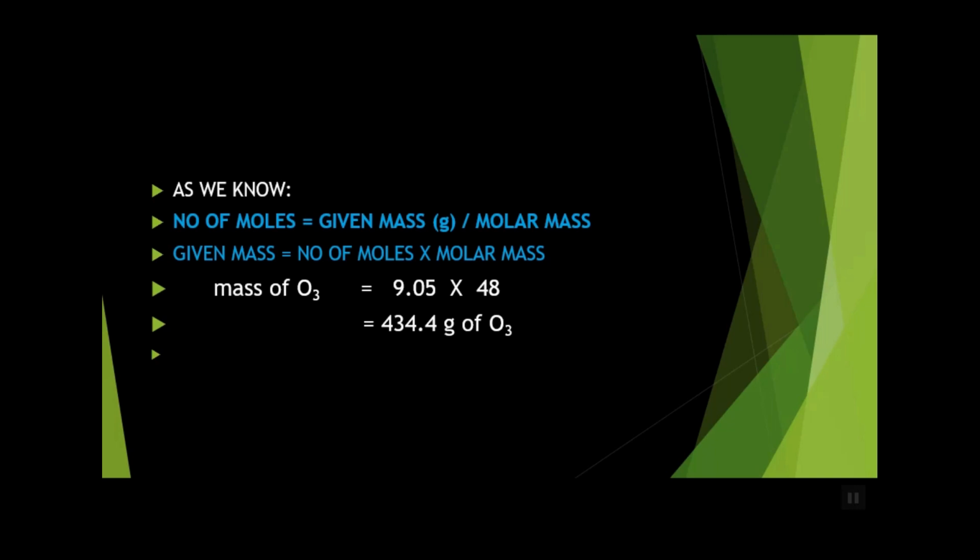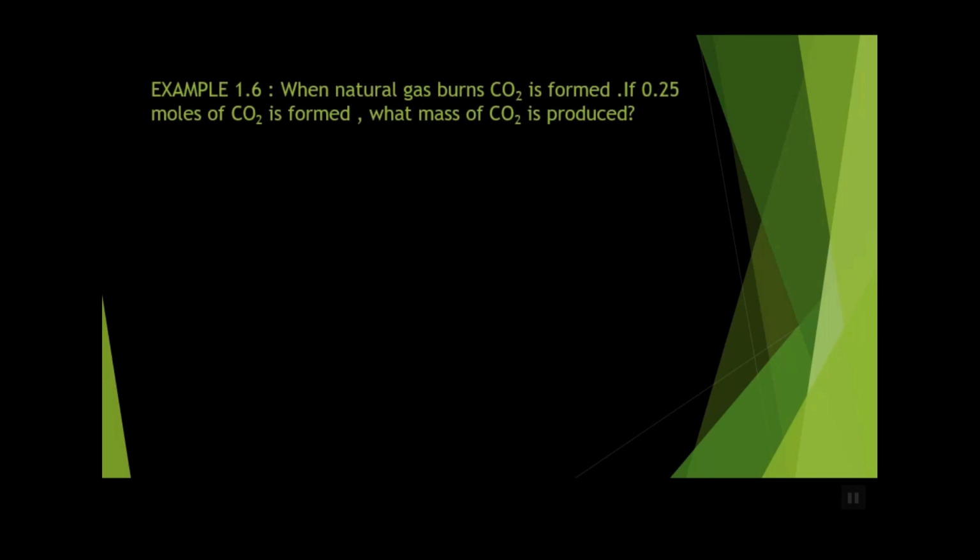So students, this is the answer. Whenever we have 9.05 moles of O3, the mass of ozone will be 434.4 gram. Now next, example 1.6. Students, these are the examples and these are already solved in your book. But students, actually we are applying the formula method, so we have to solve them again.